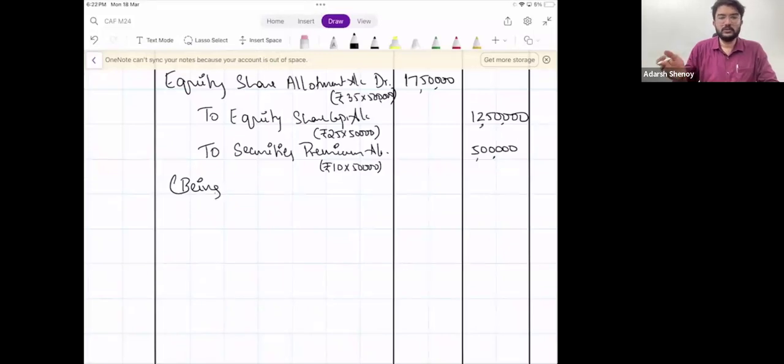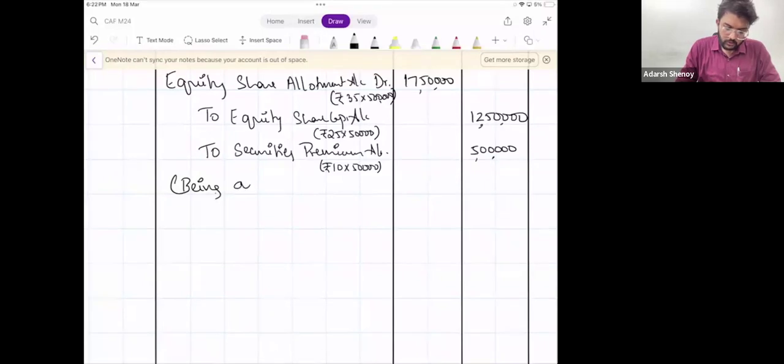It's just passing normal journal entries for the issue of shares, right shares here. It doesn't matter if it's right or not right. It is just the issue of shares to the existing shareholders. That's why we call it a right issue or right shares. Being allotment money due.